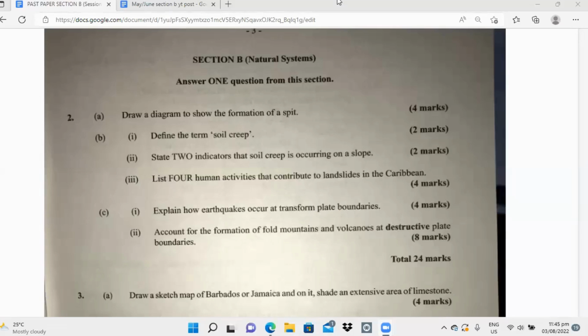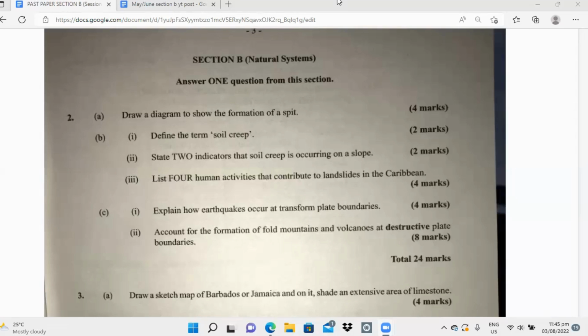Hello everybody and welcome back to Geo 101, and in today's video we will be going through a past paper question. This question is from the Geography CSEC past paper May-June 2016, and it comes from section B. It's question 2. So without further ado, let's get into the video.